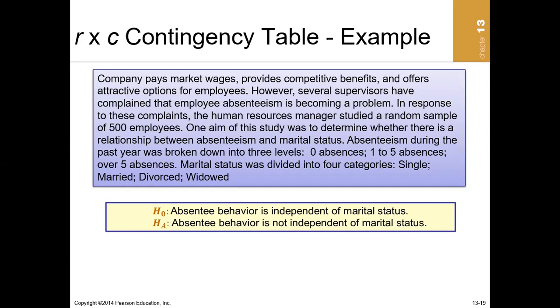Now, our null hypothesis definitely would be that there is no significant association between absenteeism behavior and marital status. Then the alternative would be that there is a significant association between absenteeism behavior and marital status, all right? Now, another way to state this is that the null will be absenteeism behavior is independent of marital status. This simply means that there is no association, right? Then the alternative says that absenteeism behavior is not independent of marital status. That means that there is a significant association between them, all right?